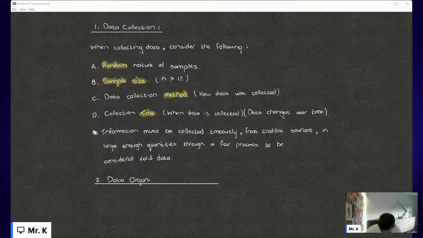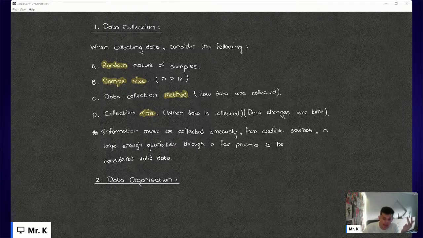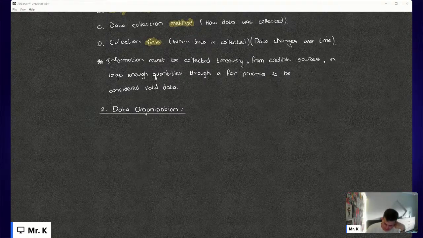Right. So, what has happened at this point in the process, grade eights? We've decided that we want to research a specific topic, and we have done all of our data collection properly, right? Making sure that our samples are random, that we have a fair number of samples, that we've collected the information fairly and accurately, and that it's been done in a time sensitive process, right? We've considered all of this, and now we have got valid data. Step number two now becomes data organization, right? And what does this mean?